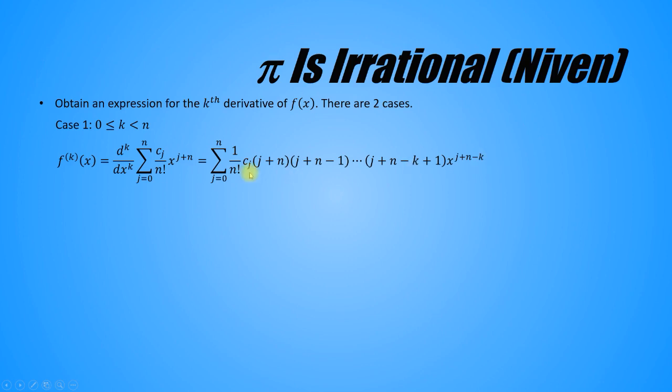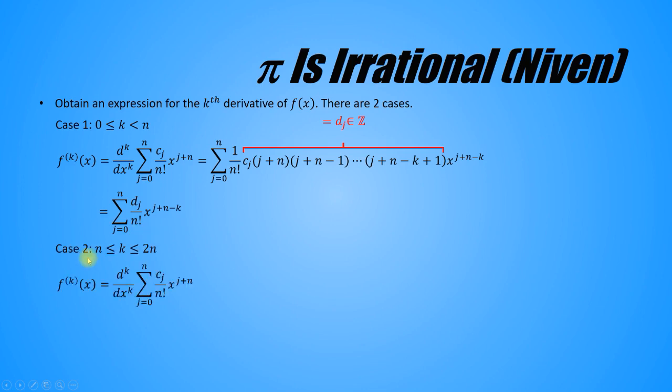And again, it looks like we have an awful mess here. But this string of factors from Cj all the way down to this guy here, they're all integers. So their product is an integer. So I'll just rename it. I'll call it d sub j, which is an integer. And so the kth derivative cleans up like this.